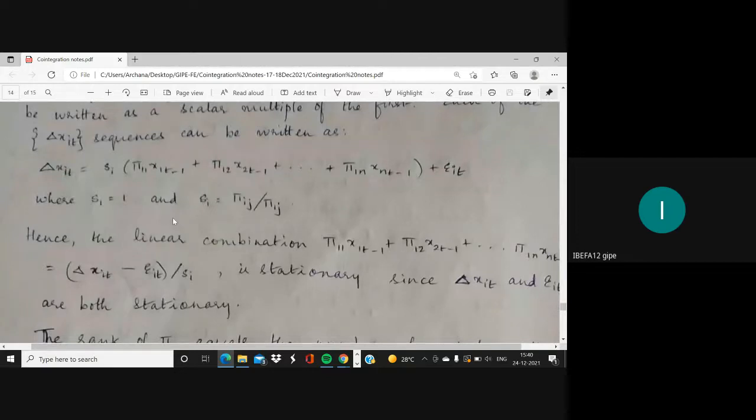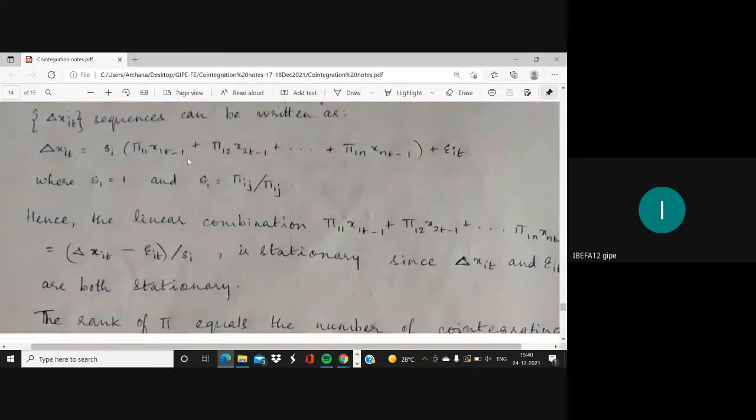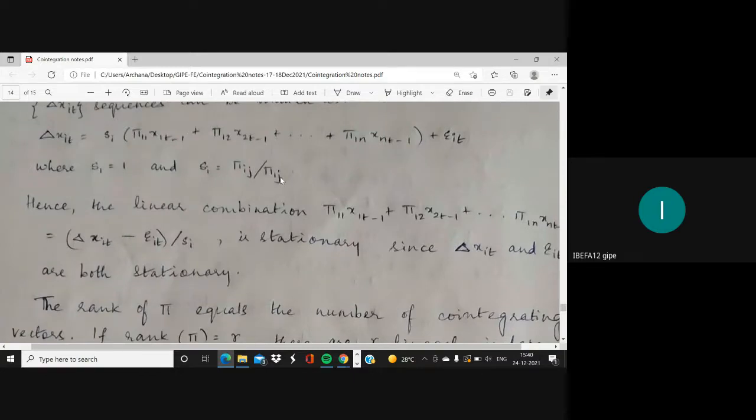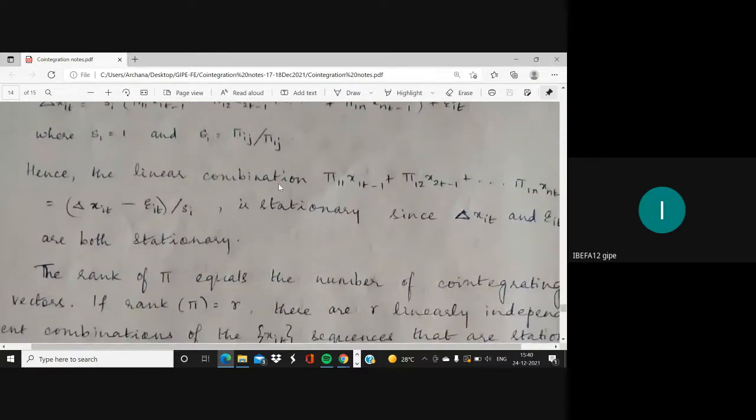So here again you're normalizing with respect to one of the variables. Suppose you pick x1 t minus 1, so then s1 will be equal to 1 in that case, and you'll find alpha 1, or this is basically your alpha 1 over here, si. That will be equal to pi 1 1 if you're selecting this for normalization, and si will be equal to pi ij by pi 1j. Now the linear combination which is given in the brackets will then in that case be equal to delta xit minus epsilon it by si.